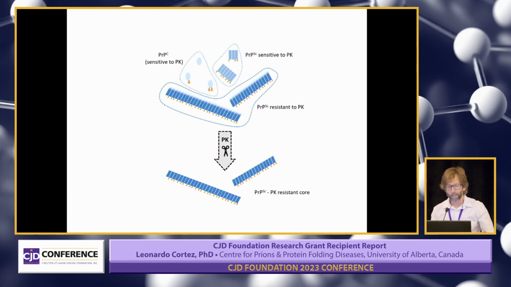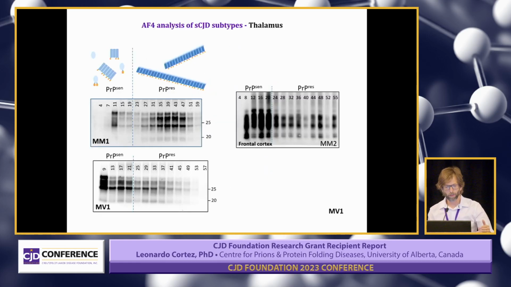Another aspect that we analyzed is the total amount of prion present in those samples. When we treat with PK, like I said before, we are only analyzing the PK-resistant particles. What happens if we don't treat those samples with proteinase K? We did the analysis without the PK treatment, and in this analysis we can see and compare the amount of proteinase-sensitive prion particles and proteinase-resistant prion particles.